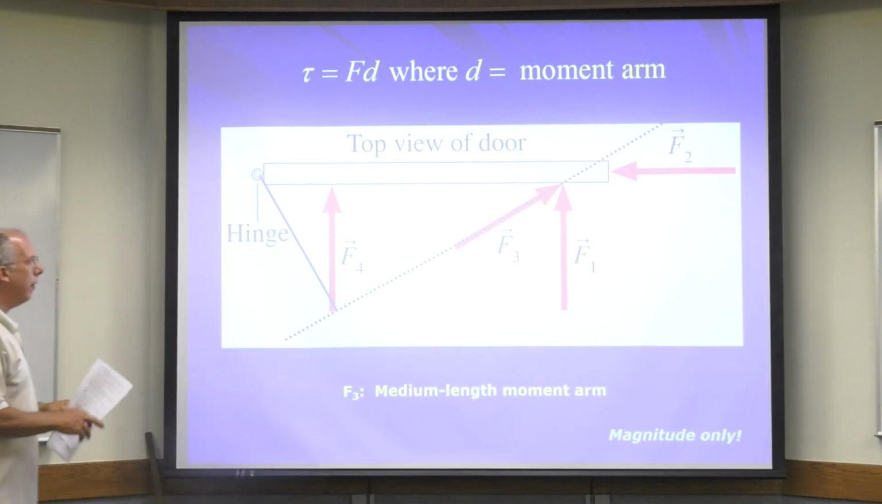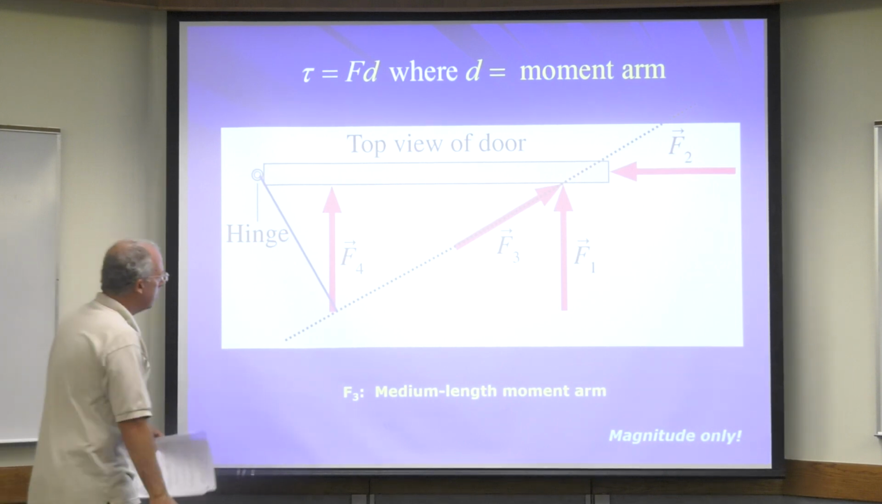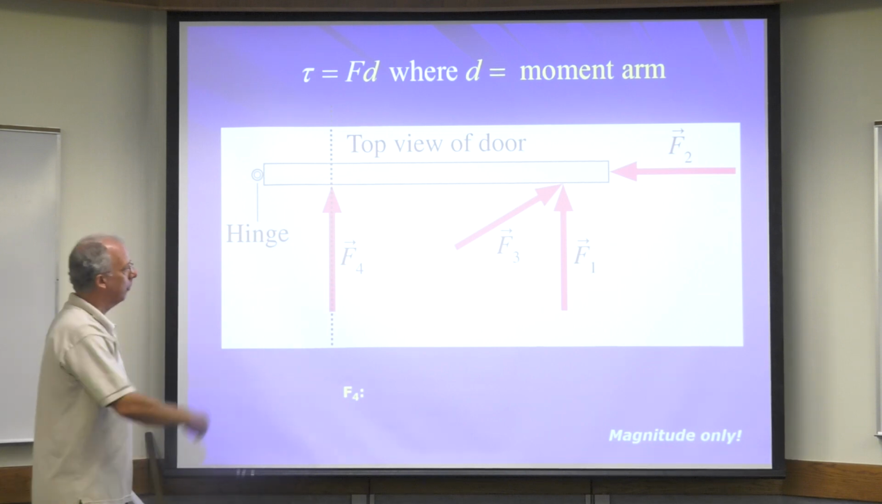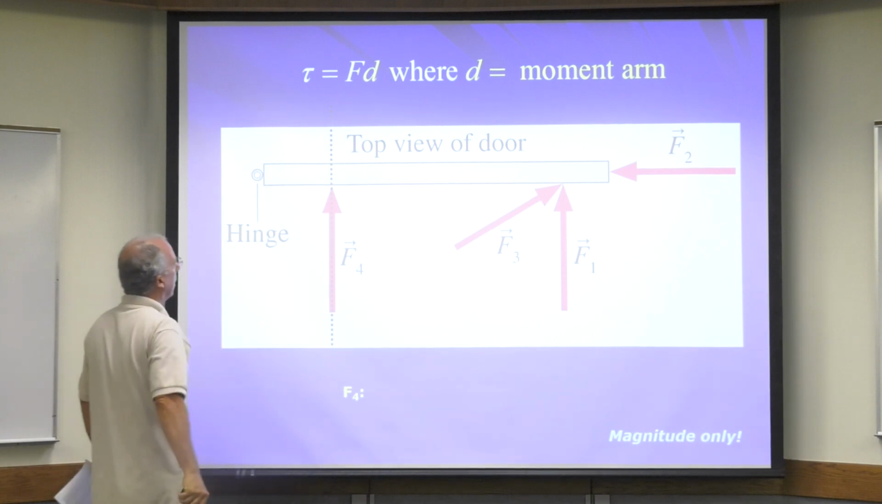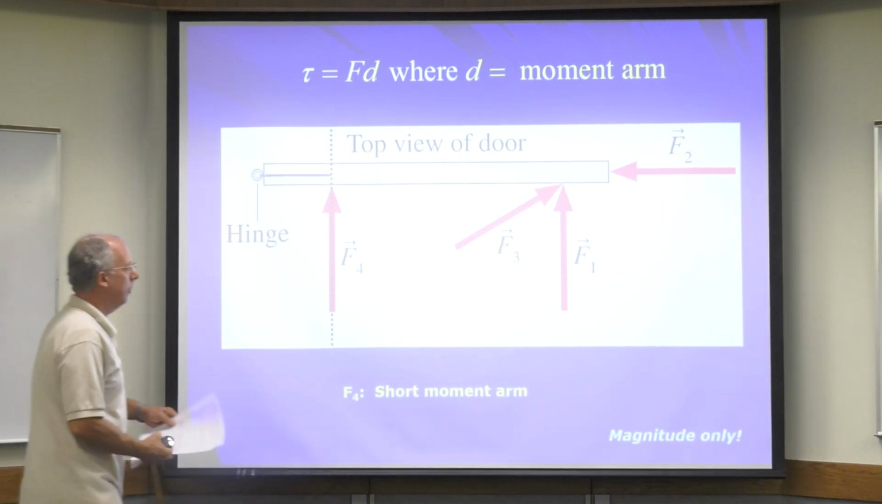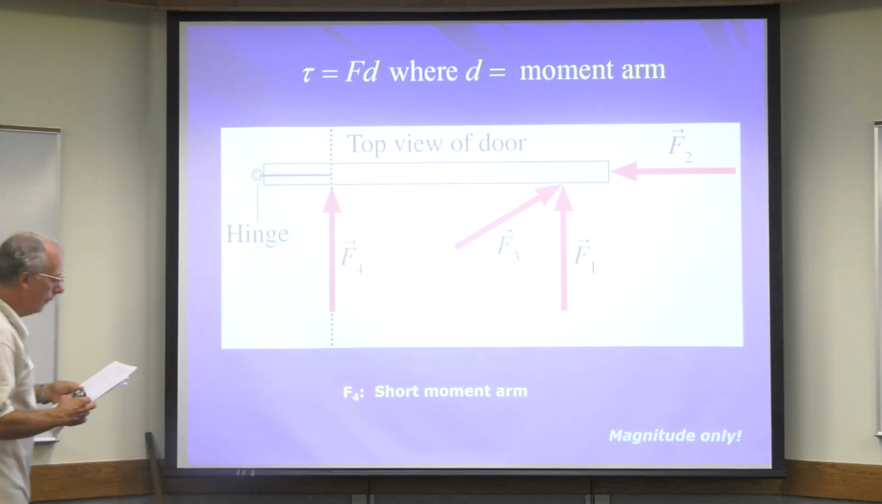How about F4? Pause your video and do F4. Here's the force line. Then you want the perpendicular distance from the force line to the axis, right there. That's really short. Really short moment arm. So it's going to be challenging to open that door because it's a short moment arm.